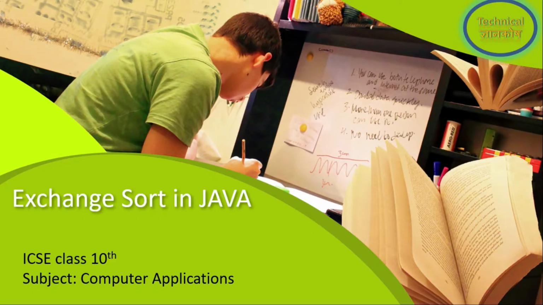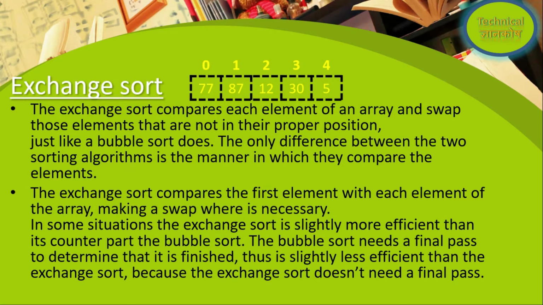So student, today we will learn exchange sort in Java. The exchange sort compares each element of an array and swaps those elements that are not in their proper position, just like a bubble sort does. The only difference between the two sorting algorithms is the manner in which they compare the elements.